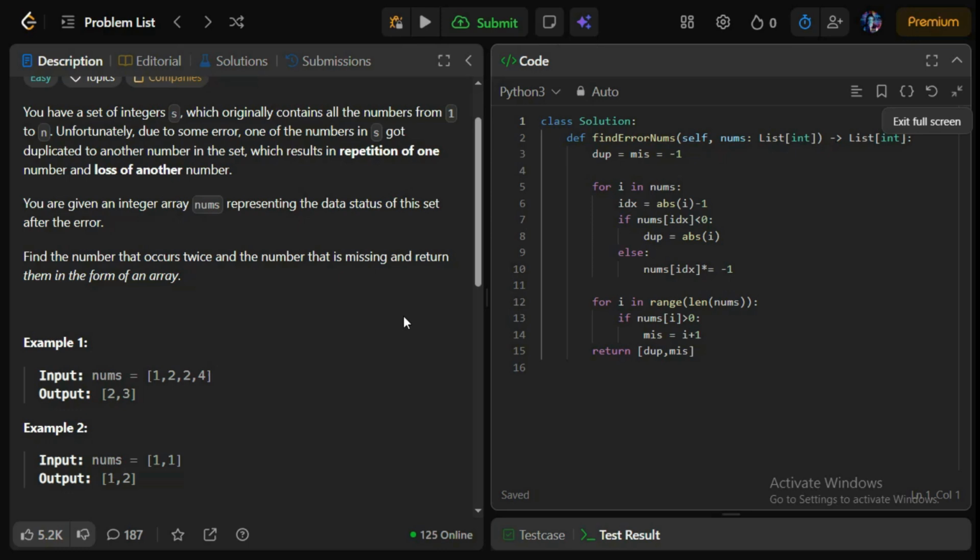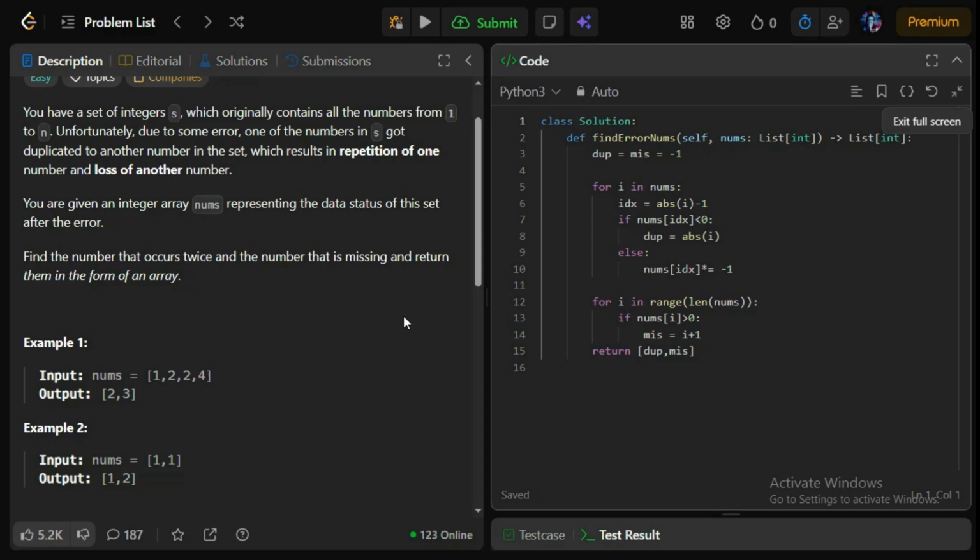And we know it's not negative, so we will get into the else block and make the number negative which is present at nums of 0 by multiplying it by minus 1. So now at nums of 0 we have the value minus 1. In the second run we are going to have 2 and my index value will be 2 minus 1, 1.